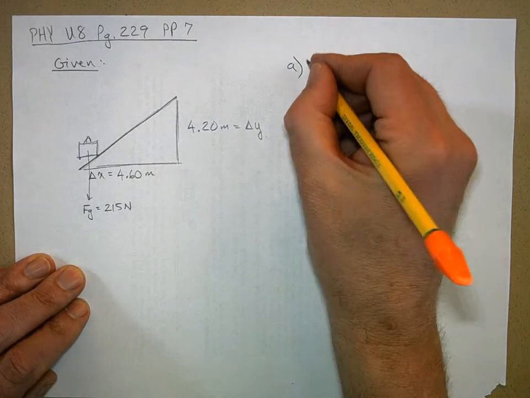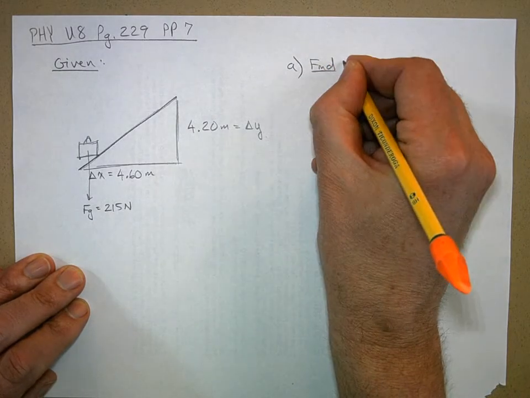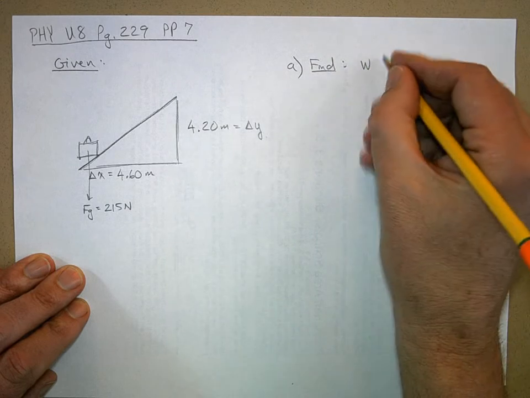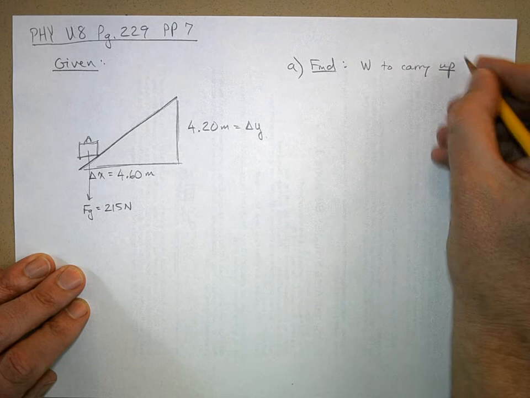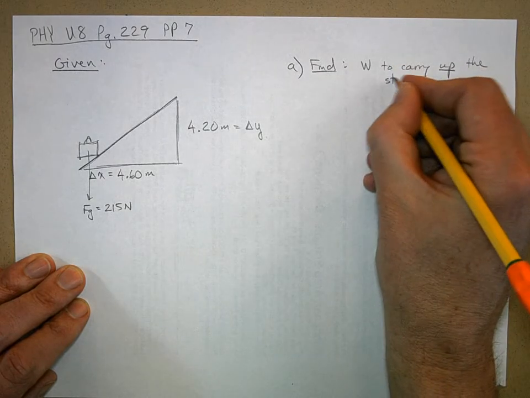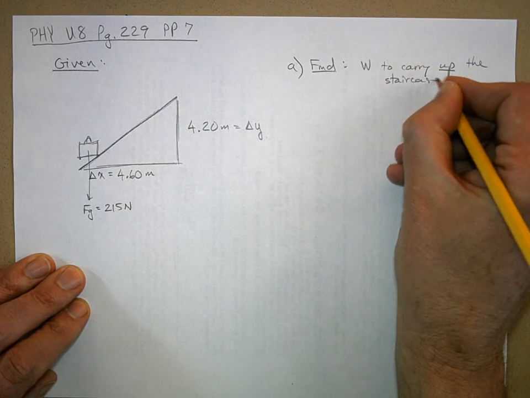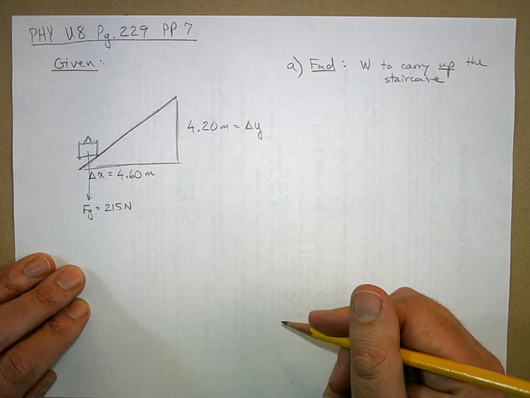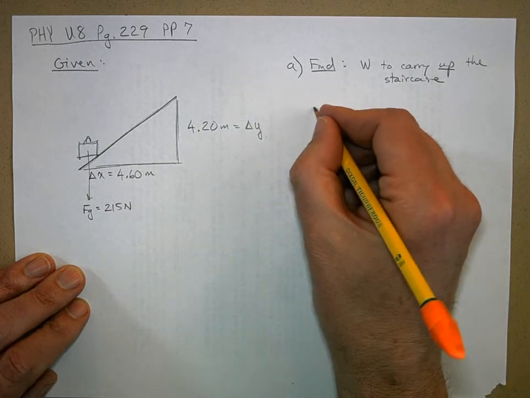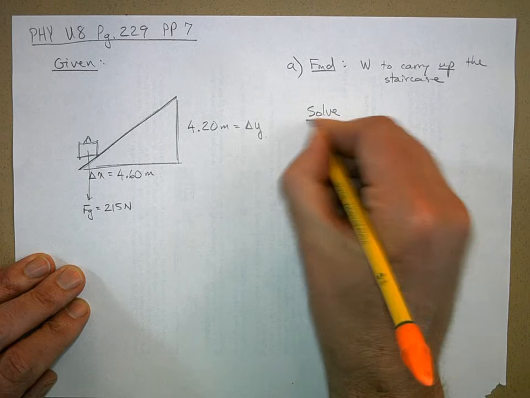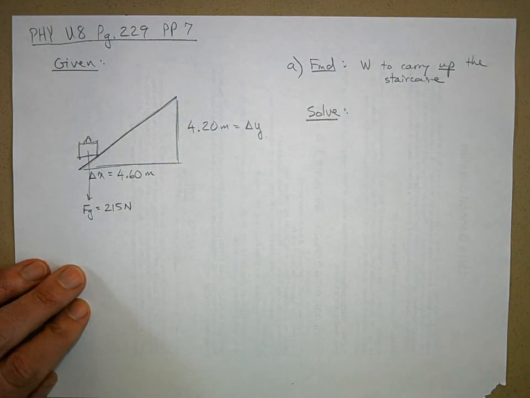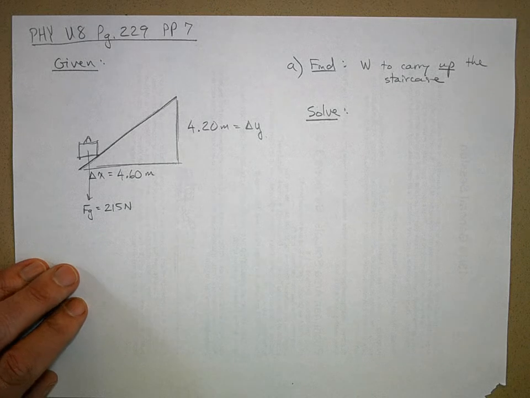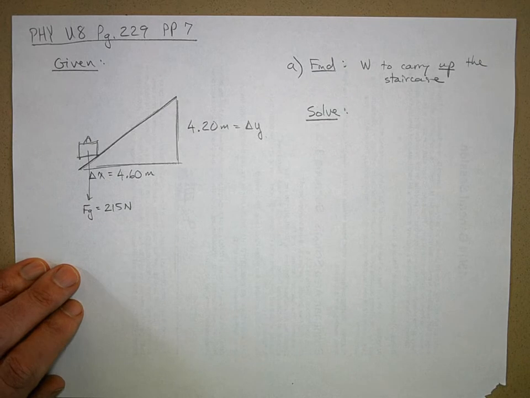Here's part A. What are we trying to find in part A? The work done to carry the suitcase up the staircase. Okay, and then we'll do part B separately. So let's solve. Well, let's do this the hard way, and that is you just use a sledgehammer. You just use the basic equation and you do exactly what it tells you to do.